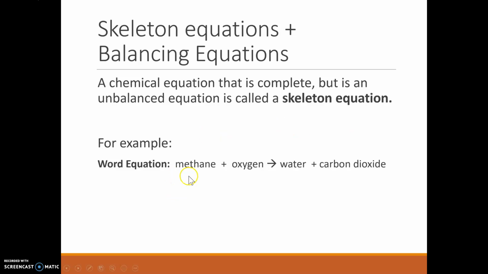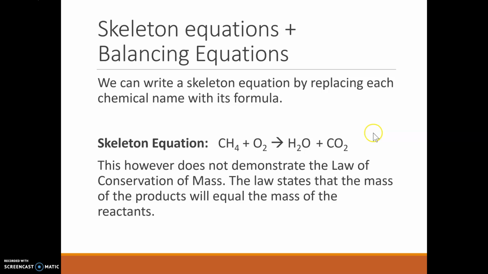So for example, we have methane plus oxygen reacts together to produce water and carbon dioxide. We can write a skeleton equation by replacing each chemical name with its formula. So we have methane, oxygen, water, and carbon dioxide. However, it doesn't demonstrate the law of conservation of mass. It's completely unbalanced. The law states that the mass of the products, which are right here, must equal the mass of the reactants.